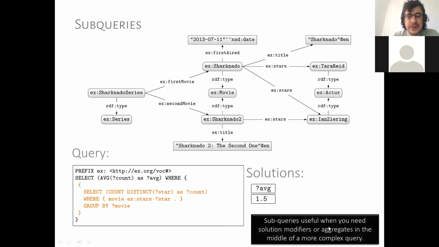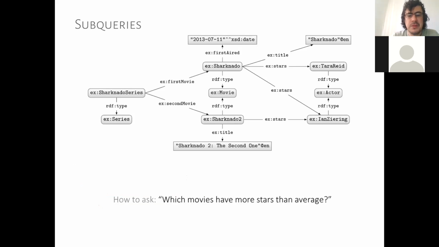Subqueries are useful when you need solution modifiers or aggregates in the middle of a more complex query. The most common case is this sort of nested aggregation. We can express this in SPARQL 1.1, similar again to SQL. Which movies have more stars than average? In this case, we'd expect Sharknado 2. It has 2 stars, which is greater than the average 1.5.